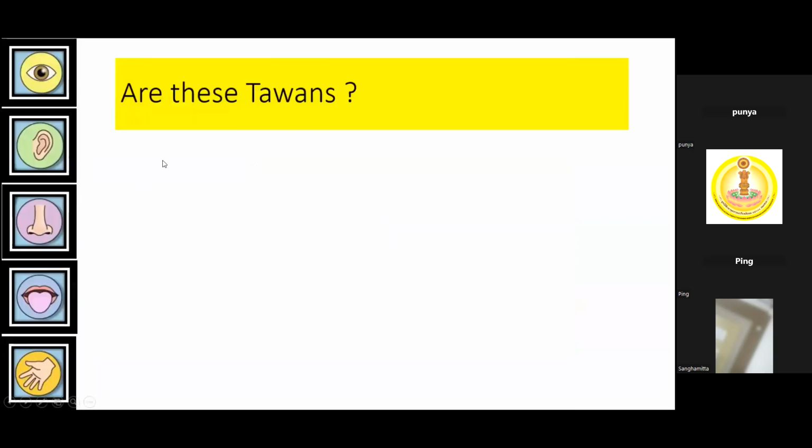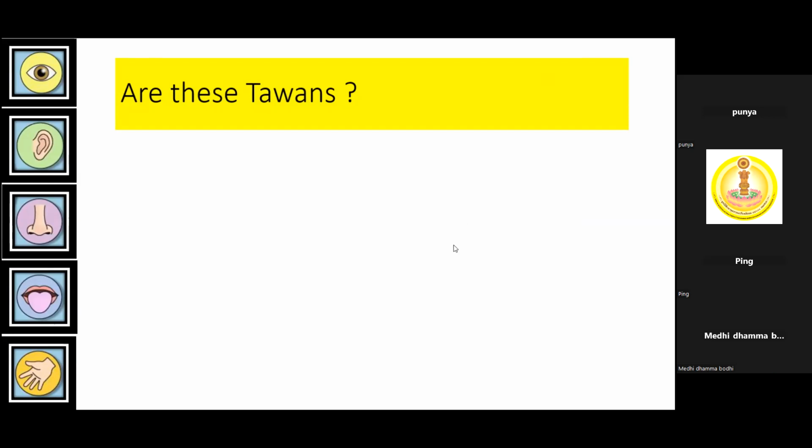Yeah. So are these Tawans? Now we are going to test a little bit, for the interactive session. If you know, just answer my question. Are these Tawans, this that you see here? Somebody could answer.